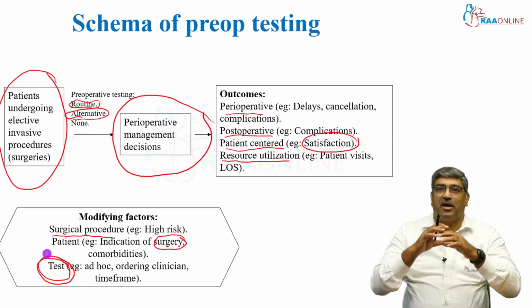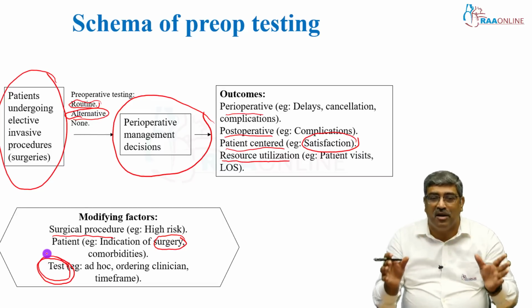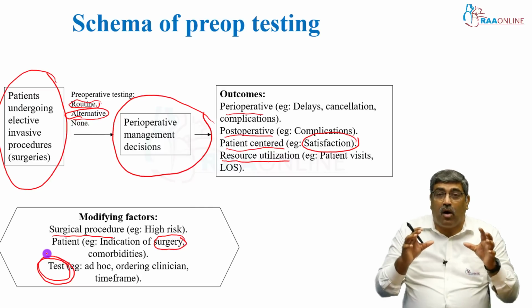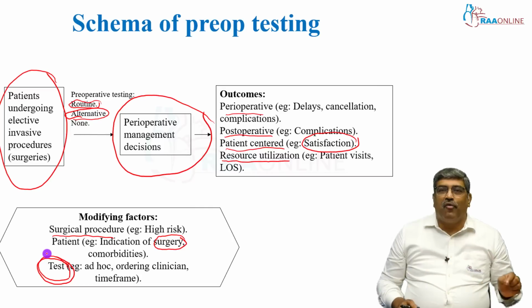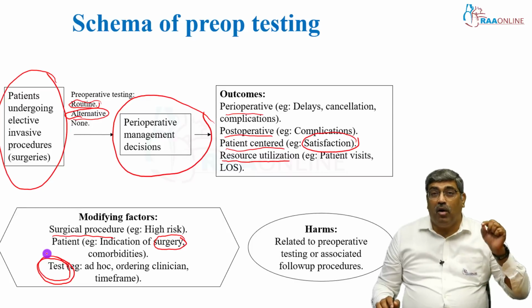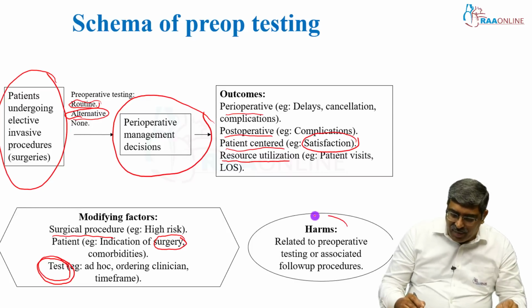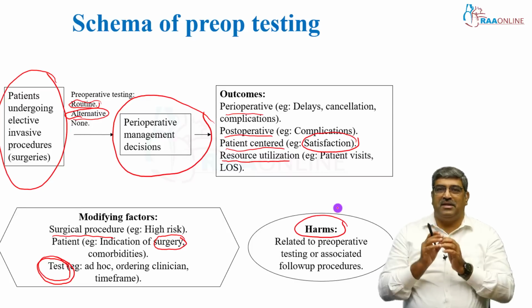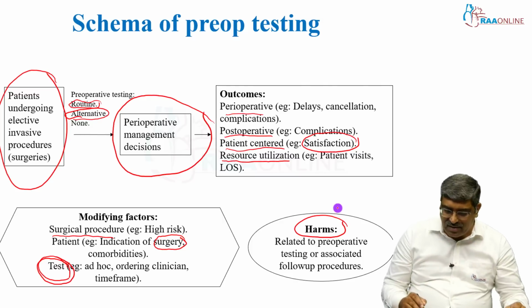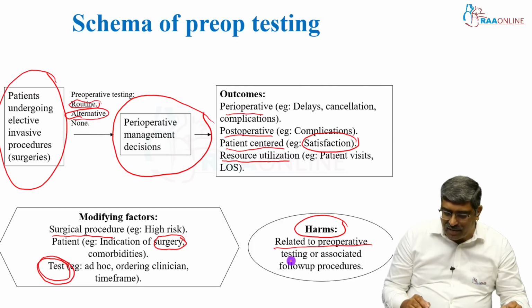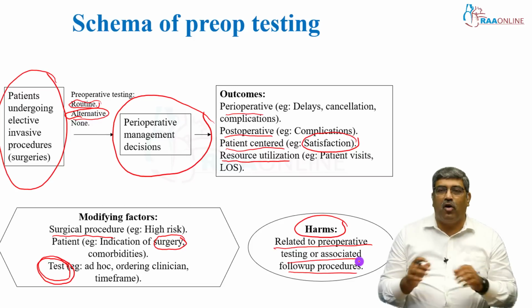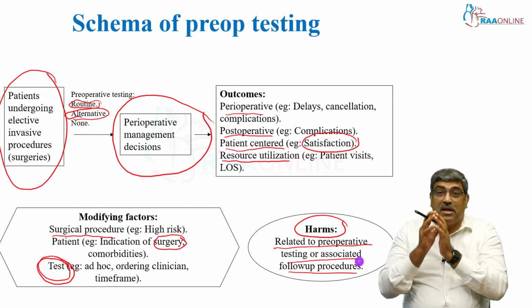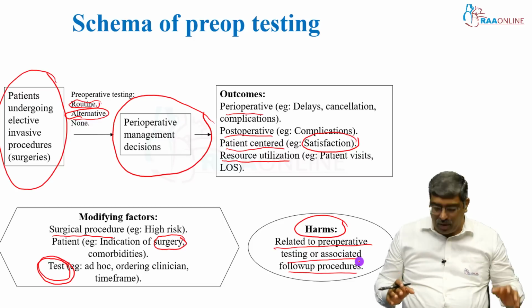For example, a patient is having coronary artery disease, and you do the viability test, or you are ordering the test ad hoc. Finally, you should not forget the limitation of doing a test unnecessarily, whether it is related to the preoperative testing or the associated follow-up procedure. There are also certain limitations with preoperative testing.